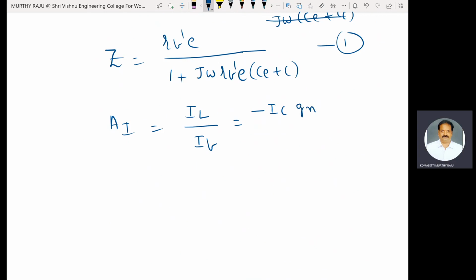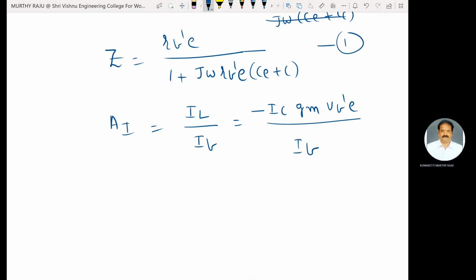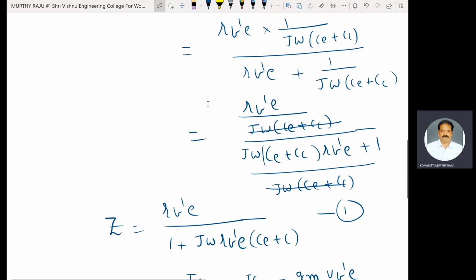IC is equal to GM into VB'E by IB minus... One more equation is there here. IL is equal to minus IC by VB'E, minus GM VB'E by IB minus GM VB'E is here.